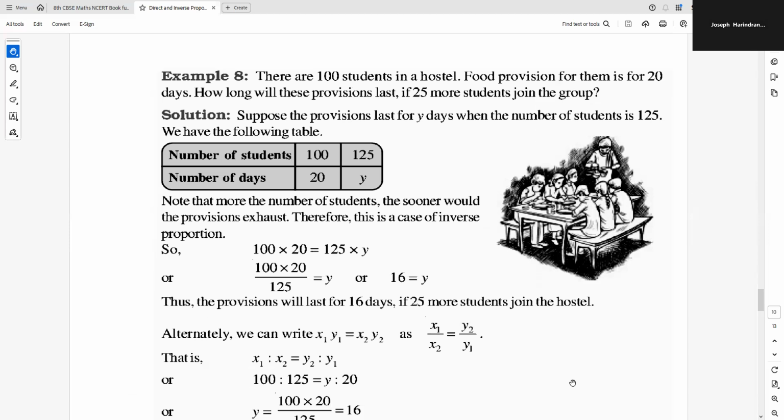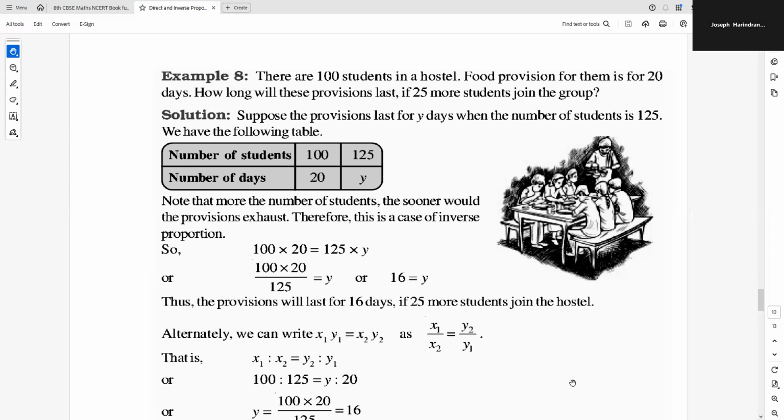Now take another example of inverse proportion, where the food consumption and the number of students. It will last for more days or less days. That is, if more students are there in a hostel, and the same food is available, it will last for fewer days because the number of students has increased. So here there are 100 students. There is provision only for 20 days. If 25 more students join the group, what happens? There will be 125 students.